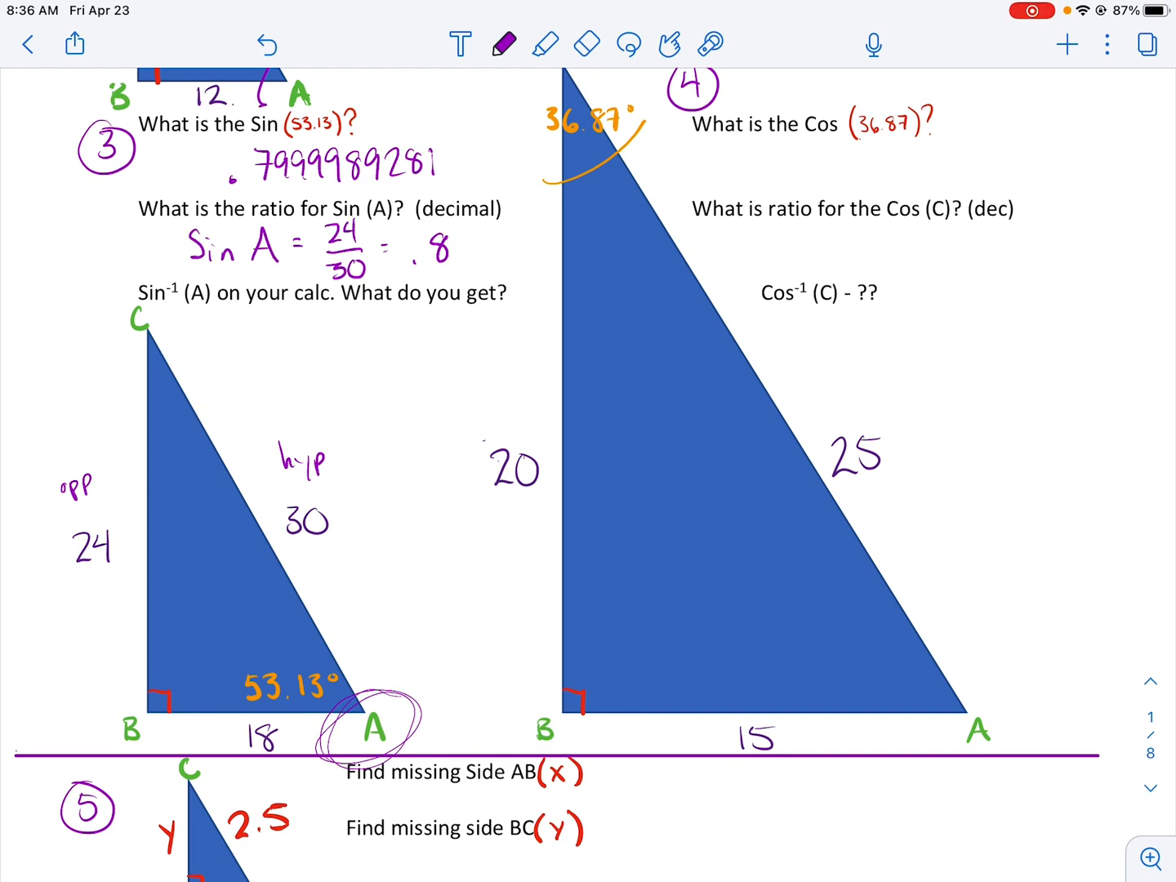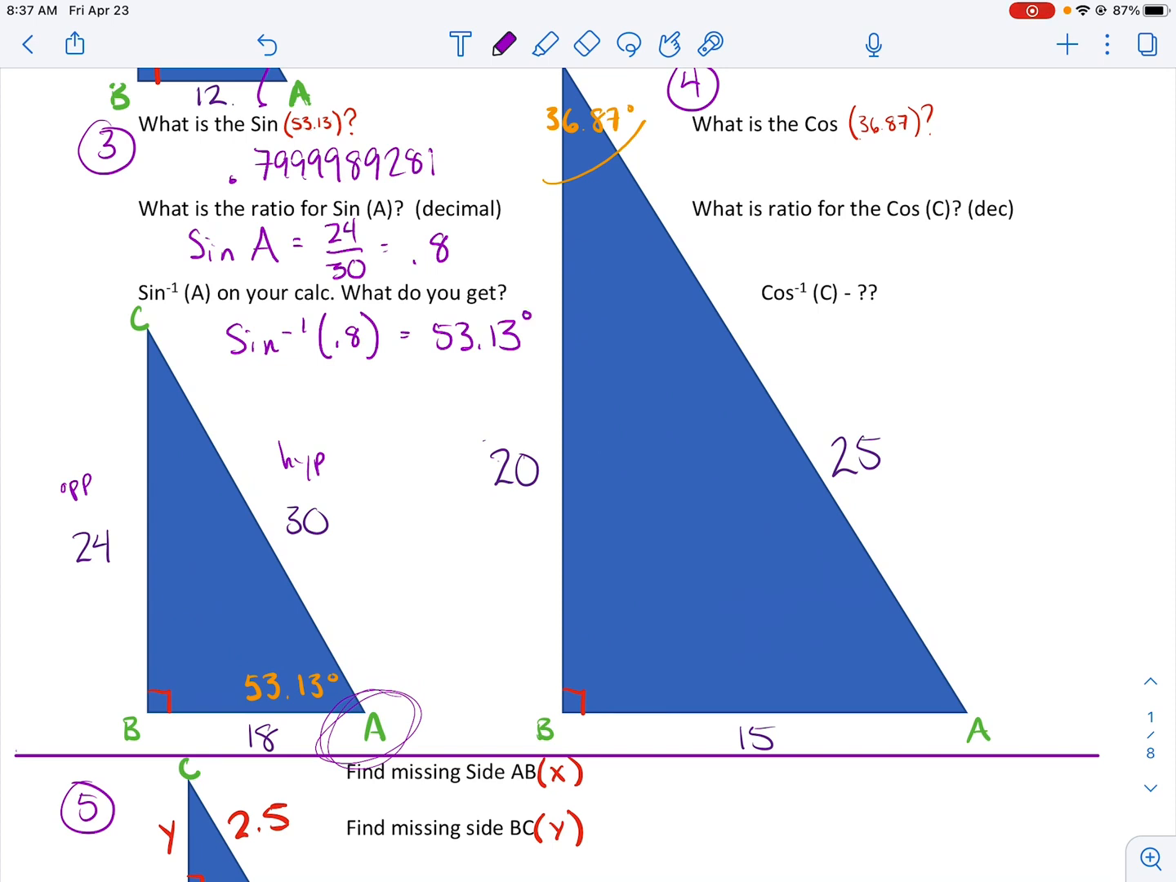And then I'm asking you to do the inverse sine of your ratio for A. So the inverse sine of 0.8 is equal to, well, how about it? 53.13. Okay? And so the reason why I'm asking you to do that is because what your calculator does, right, is it takes that ratio, right, created by this angle measure, right?